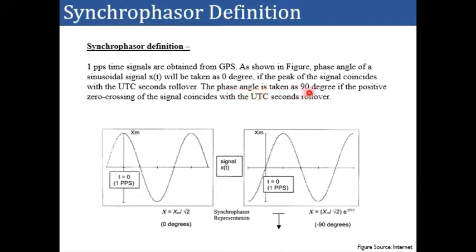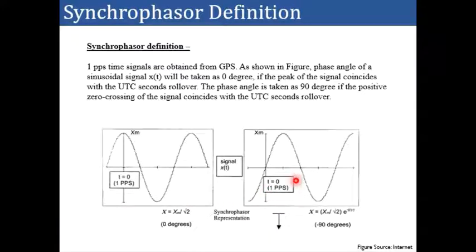Similarly, the phase angle is taken as 90 degree if the positive zero crossing of the signal coincides with the UTC second rollover. Here, earlier we had the 1 pps coinciding at this point, now it is coinciding at this point. So the angle difference is now 90 degree. For this particular waveform, when the 1 pps signal coincides, the phasor representation will be minus 90 degree.